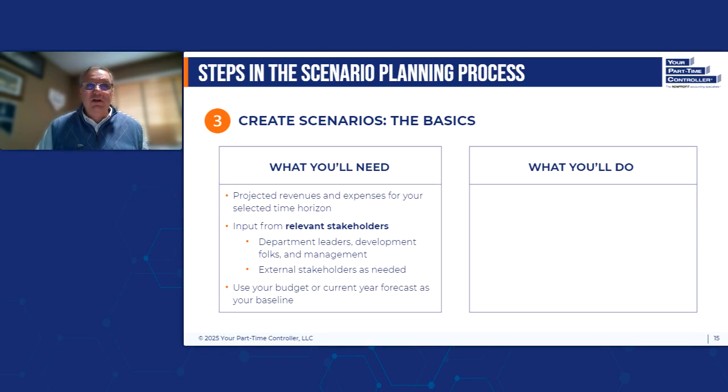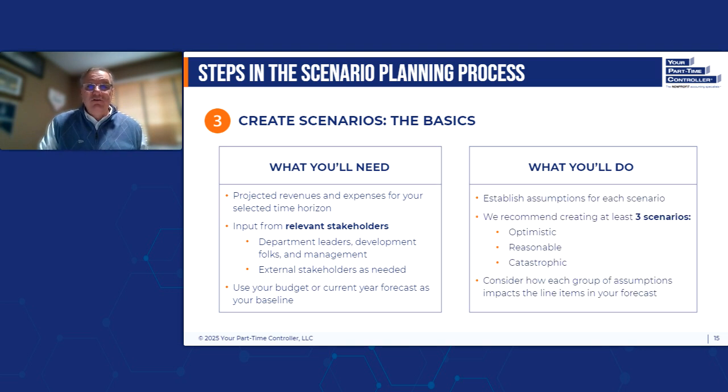So you're going to have to talk to different people and bring them in to get their ideas of what their needs are, especially if you're thinking about adding programs or cutting programs in the future. And you also have to talk to external stakeholders because there might be grantors involved or other folks involved in the process that you need to get input on. So again, you can use your budget or a current year forecast as a baseline, but that's kind of where your starting point is. And then what you'll need to do is establish assumptions for each scenario.